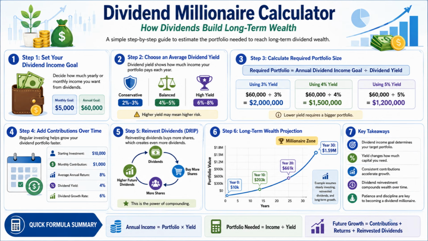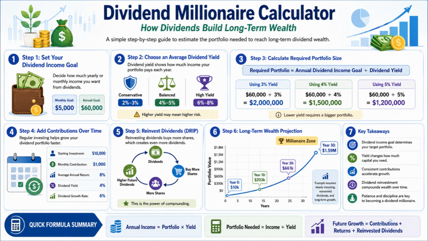When dividends are reinvested, they buy more shares. Those extra shares can produce more dividends, and then those dividends can again buy even more shares. This cycle can slowly turn small income into larger wealth over many years. Furthermore, long-term projection is important because dividend wealth usually grows slowly at first and then faster later.